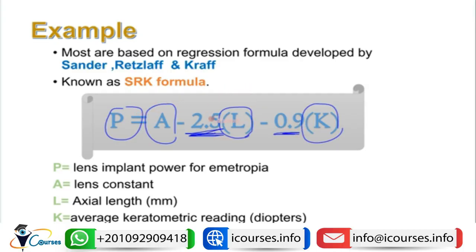Since the axial length is measured in millimeters, a 1 millimeter difference from the true axial length will result in about 2.5 diopters difference in the power of the resultant IOL. Likewise, a 1 diopter difference in the K reading will result in a 0.9 diopter difference in the power of the resultant intraocular lens.